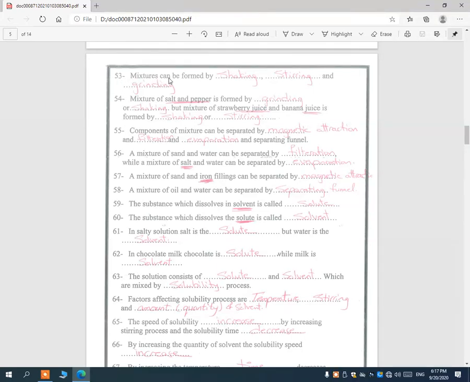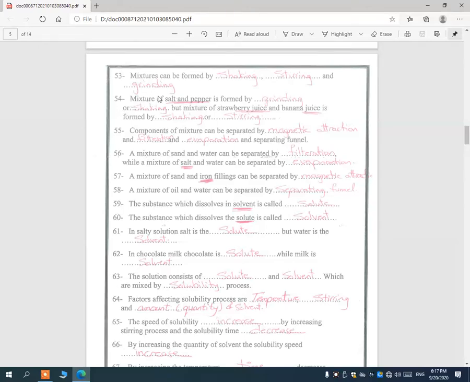53. Mixture can be formed by dots and dots and dots. Way of formation of mixture. What are the ways of formation of mixture? Shaking, stirring, grinding. Ways of formation of mixture are shaking, stirring, grinding.